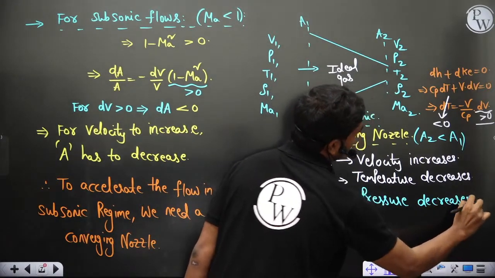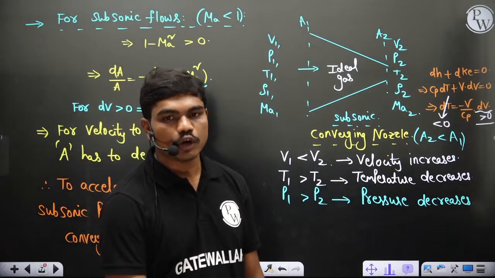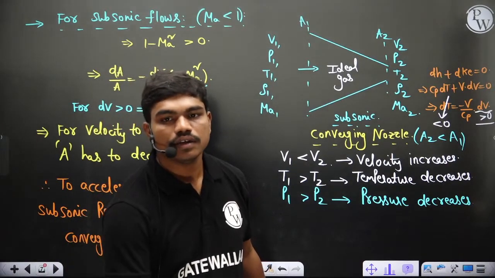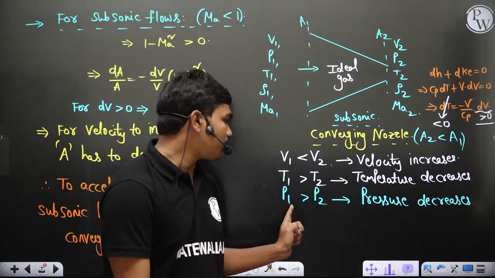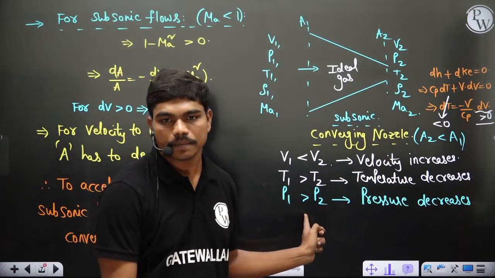Pressure decreases. Okay, is this clear to all of you? Yes or no? Come on, type in the chat box. Can you understand how this quantity, P1 greater than P2, is happening?